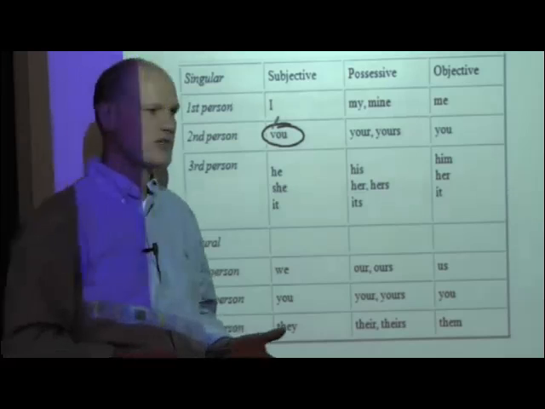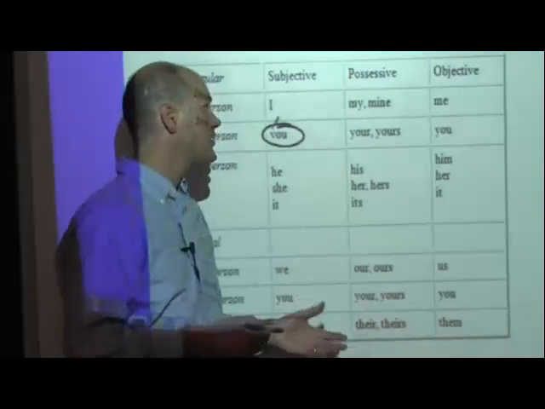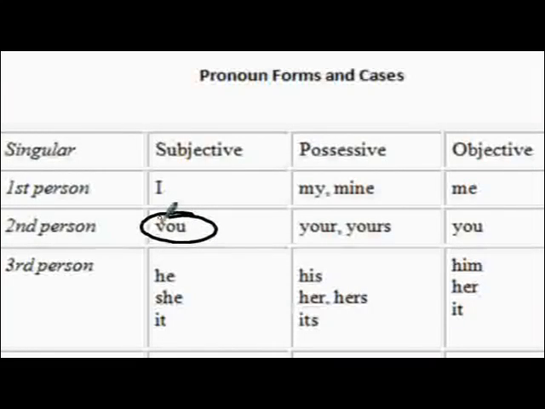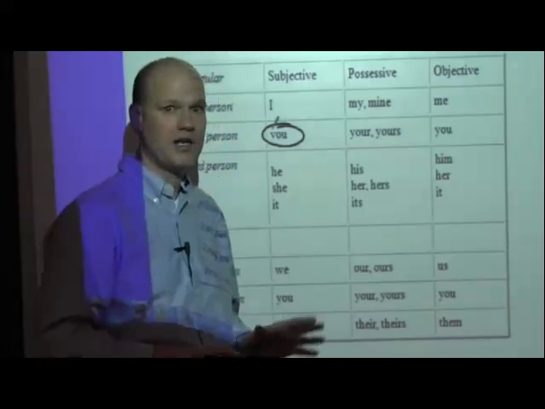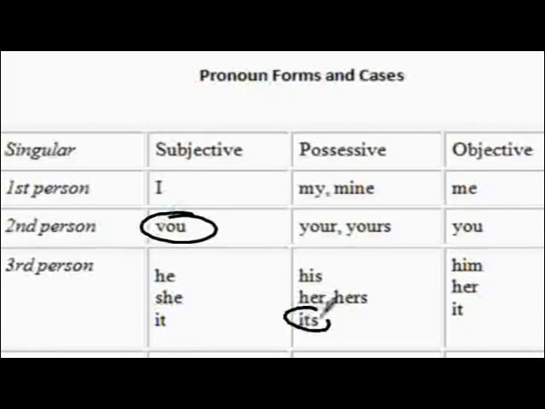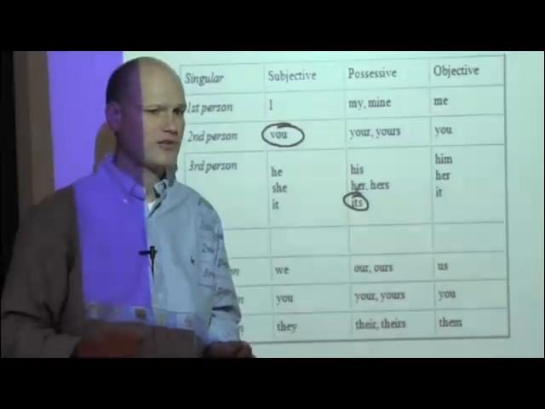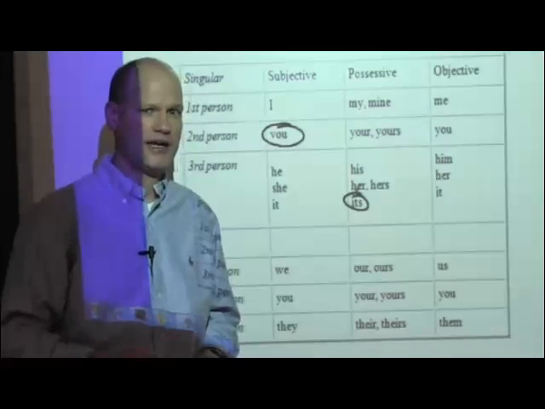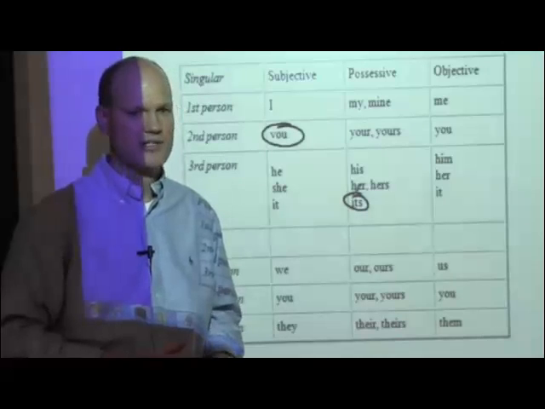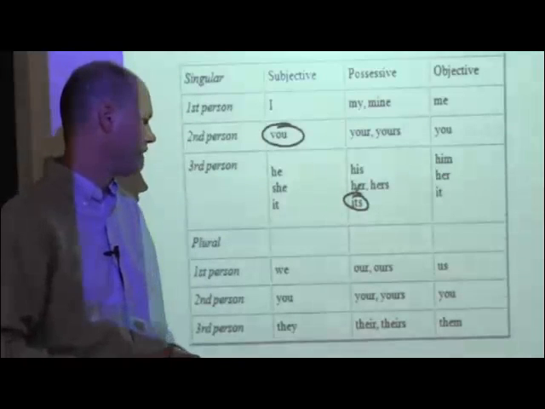Now, third person, those are your he, she, and it. All right, your possessive: his, her, hers, or its, and the objective: him, her, and it. Notice here, for the possessive form, it is its, but it doesn't have the apostrophe. That's something you might see on the test. Make sure that you understand the apostrophe on it's means it is. So always stretch that out when you're checking for answers.